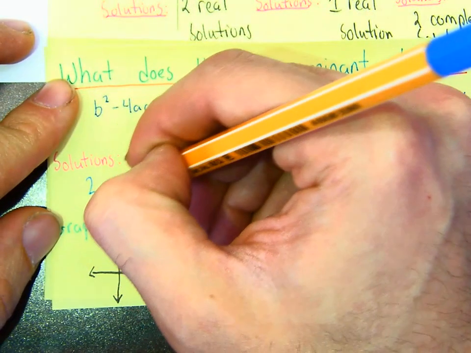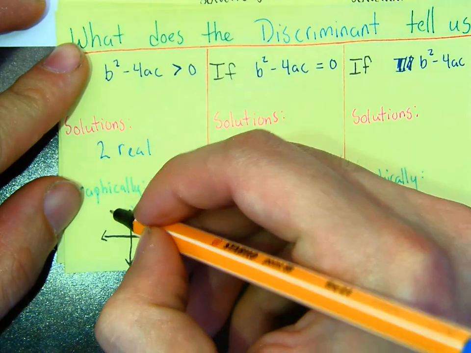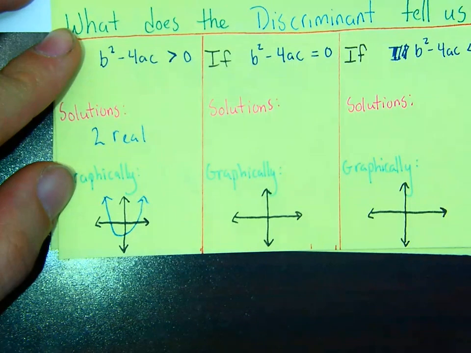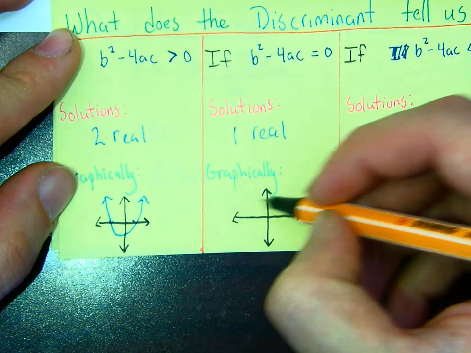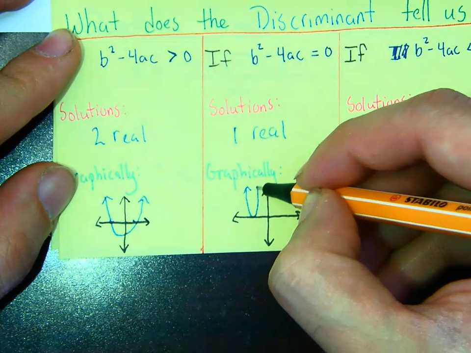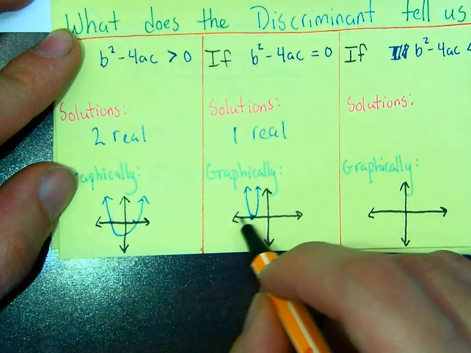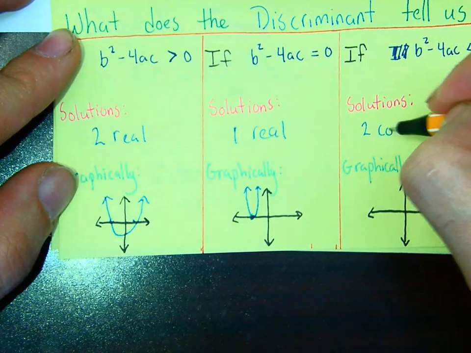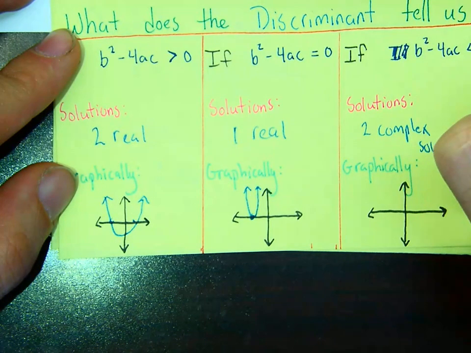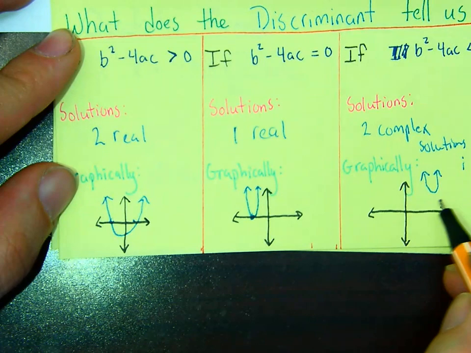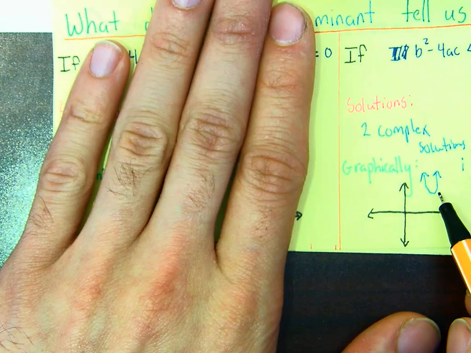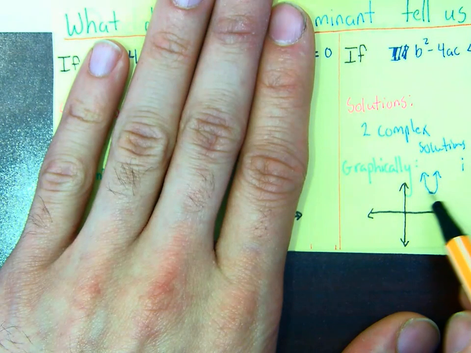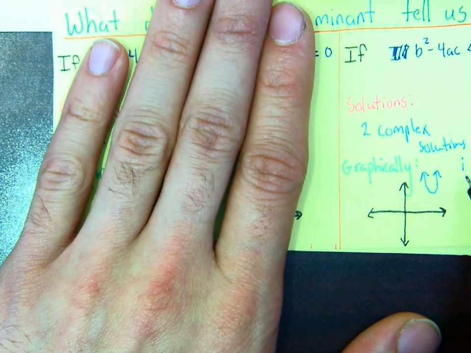So graphically, try and figure out what it means. If you have 2 real solutions, that means it has to hit the x-axis at 2 points. If it has 1 real solution, then it hits the x-axis only at 1 point, somewhere on the x-axis. If there are 2 complex solutions where you get some sort of i, then it's not going to hit the x-axis at all. It avoids it. So if I see a graph like this, I know the answers won't be real. They're going to be complex with some sort of i.